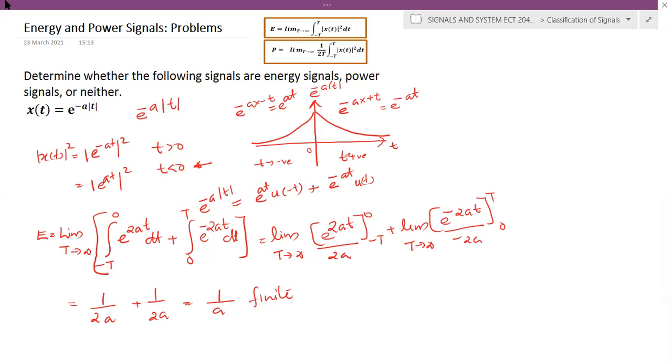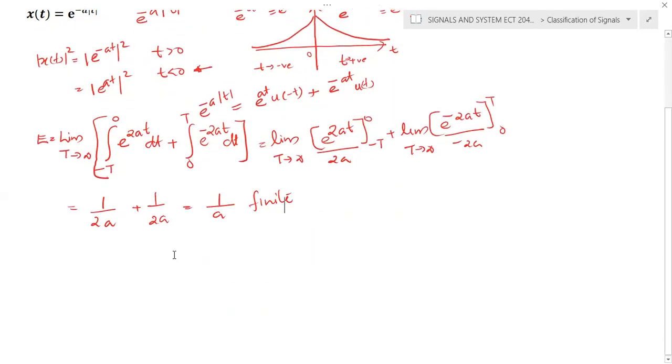Now we need to calculate the power also. In order to calculate the power, again we know the formula, limit T tending to infinity, 1 by 2T. Again we need to split the integration from minus T to 0. That is towards the negative side, it's e raised to 2at dt, plus from 0 to T, it's e raised to minus 2at dt.